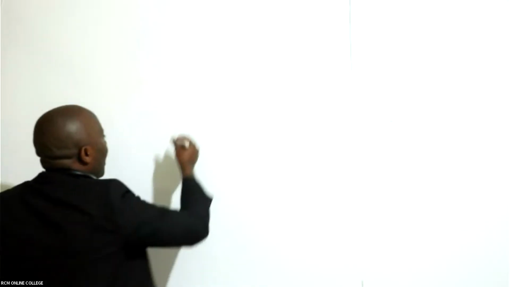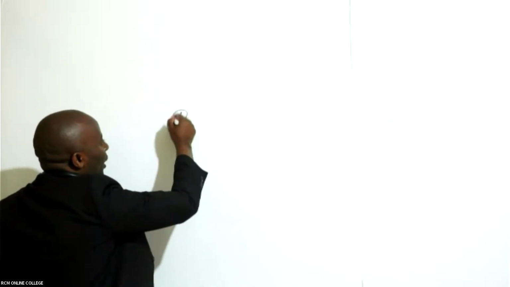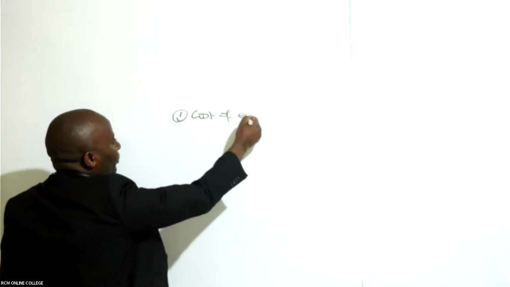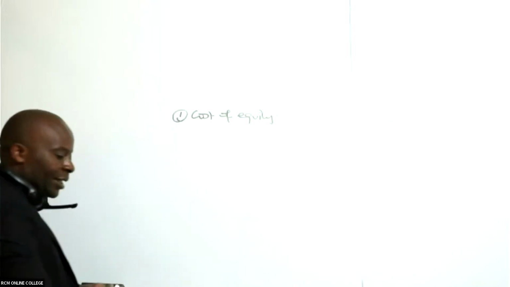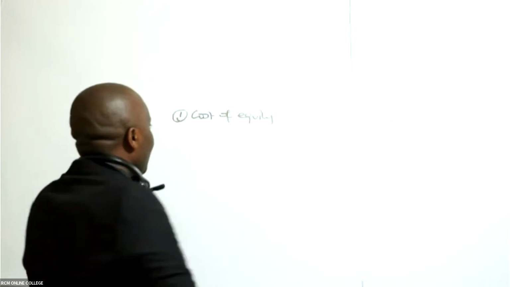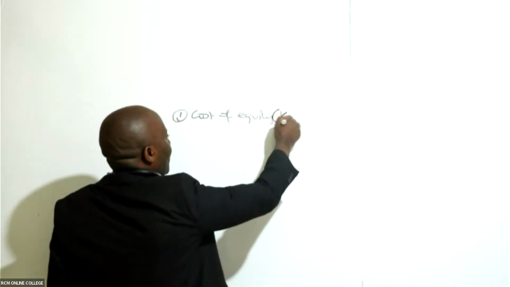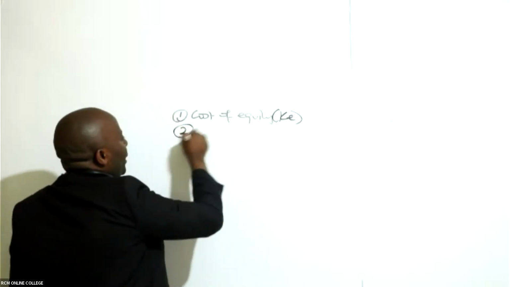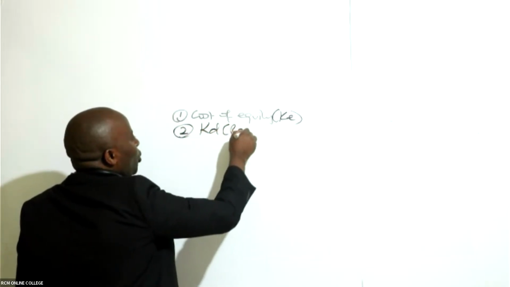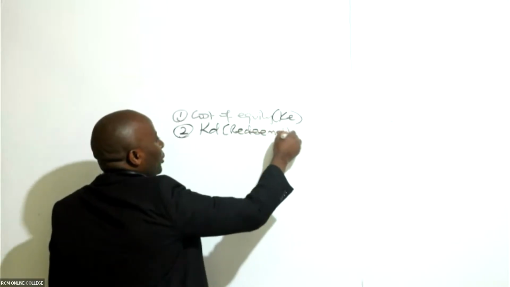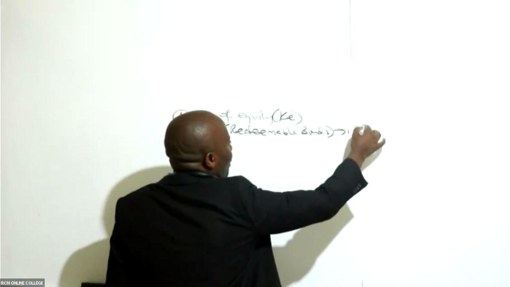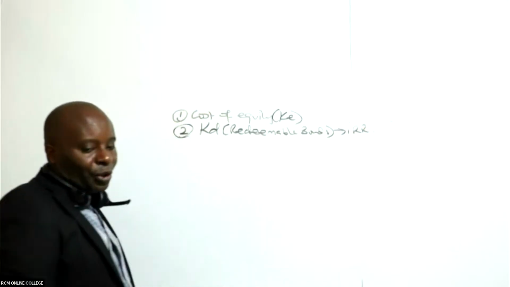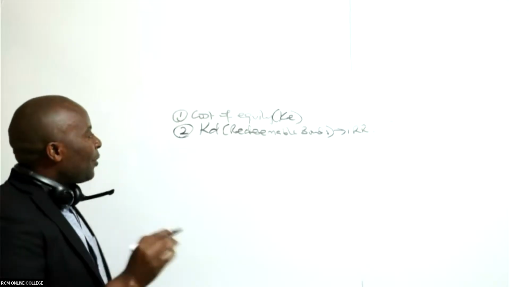In this session, I'll show you how to get, number one, cost of equity. How do we get cost of equity, KE? This is critical. Then, how do we get KD in situations where we have redeemable bonds? We shall be using what we call the IRR approach.